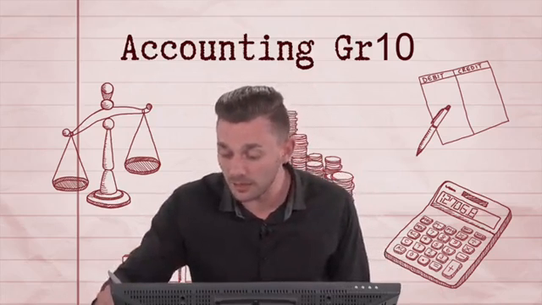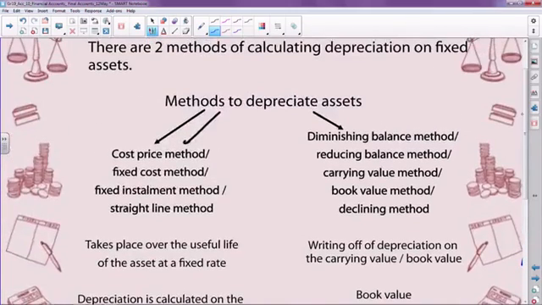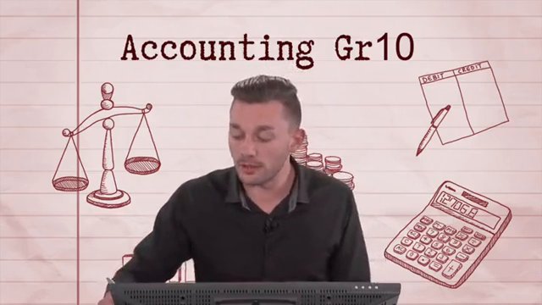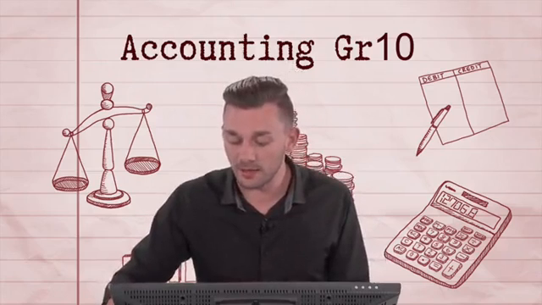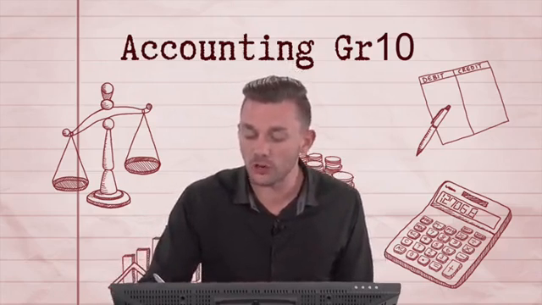Now, remember the other method, method number 2. It's a little bit more tricky, but it's easy if you know the formula. We can call it the diminishing, reducing balance method, the carrying value method, book value method, or the declining method. So therefore, declining, depreciating, diminishing, every year we lose less and less. So in the first year we'll lose more, the second year less, third year less than the second, in the fourth year less than the third, and the fifth year less than the fourth. So that's your diminishing balance method. Now, how do I do it? Firstly, you need to go and calculate your book value.